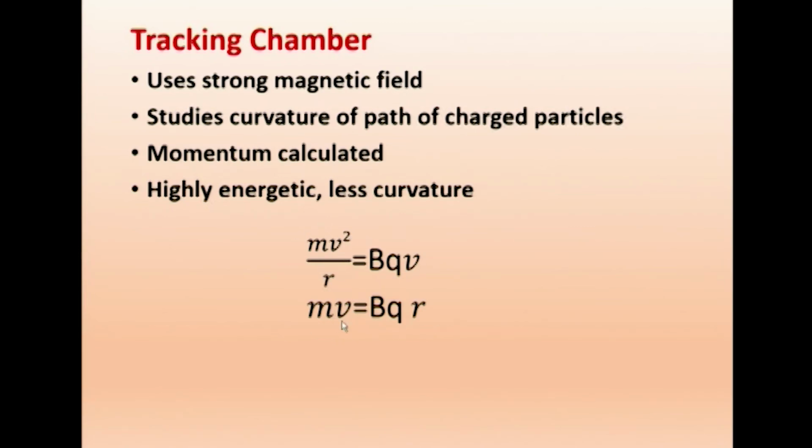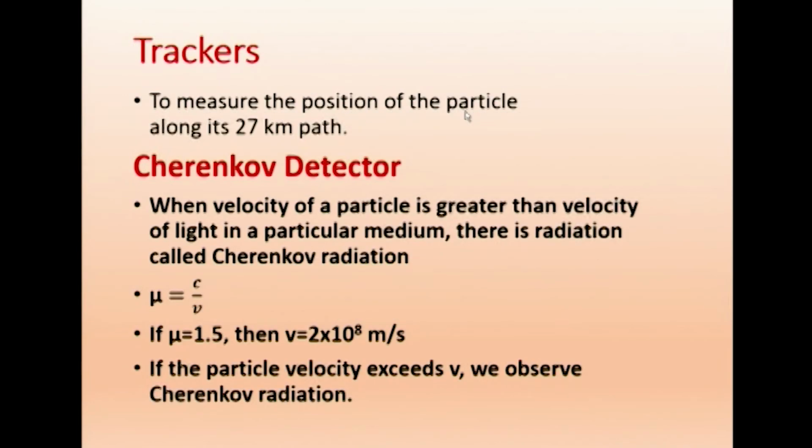So when the momentum is large, r is also large, which means the curvature is small. So from that they were able to find out the energy of the particles. And then we have trackers to measure the position of the particle along its 27 kilometer path. So we call them trackers.